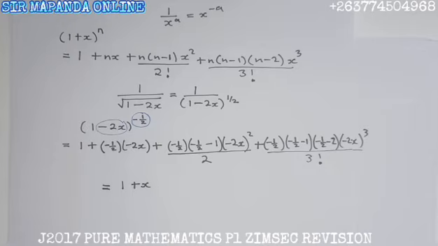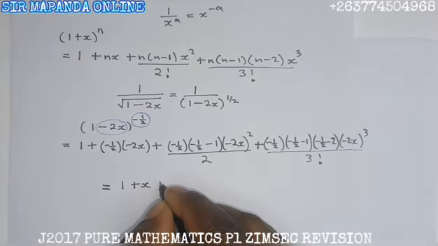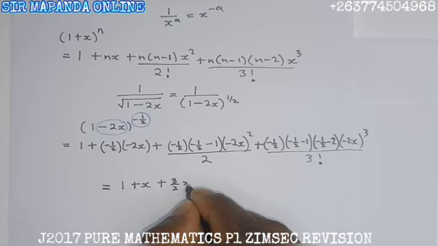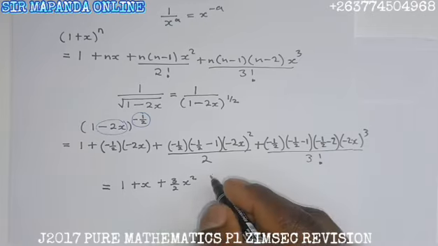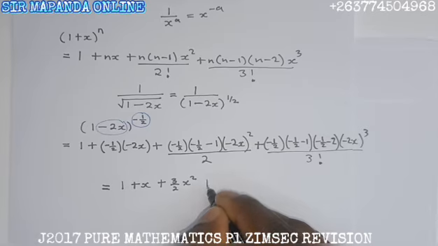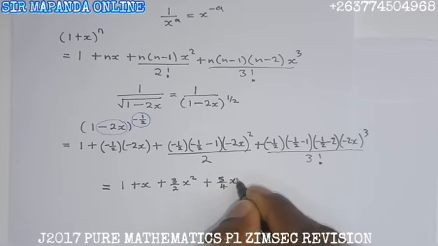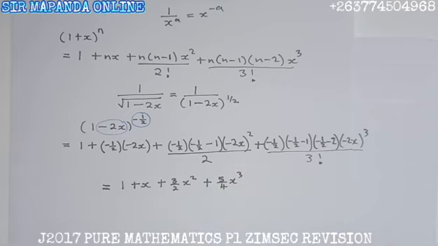You get 3 over 8 times 4, which is the same as 3 over 2. So you are writing plus 3 over 2 x squared. Then you move on to the last one, which is the same as 5 over 4. So plus 5 over 4 x cubed, and this is your final result.